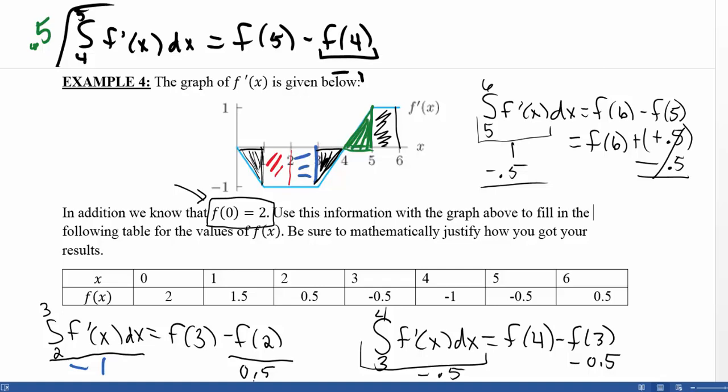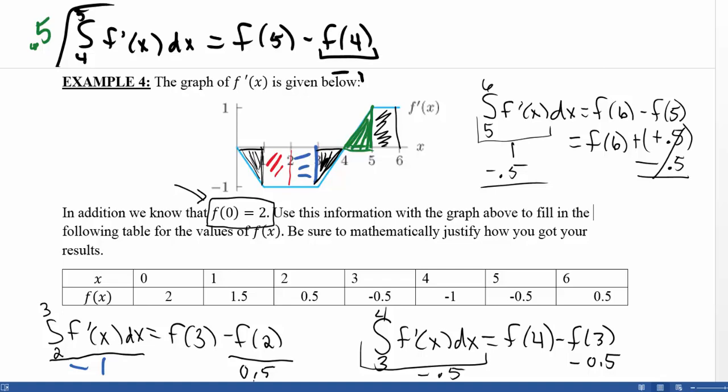And what you notice here is that from 0 to 4, my function is decreasing because you see the numbers 2, 1.5, 0.5, negative 0.5, negative 1. Those are decreasing. And that's exactly where my derivative was negative, and I had the negative area. And then from 4 to 6, my numbers were increasing: negative 1, negative 0.5, positive 0.5. So we see that the derivative was positive and that the area was positive.